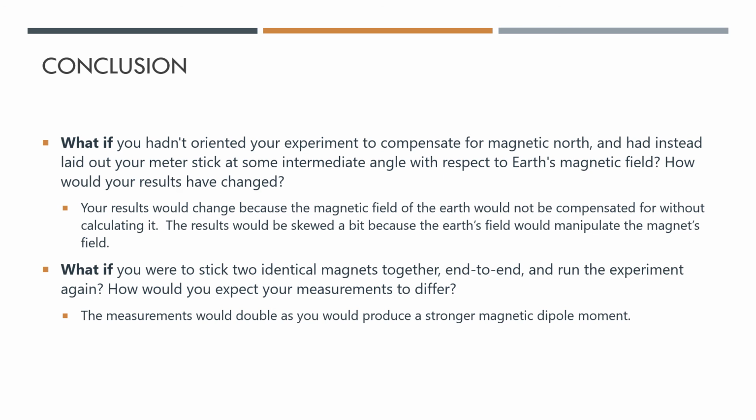The other question is, what if you were to stick two identical magnets together end to end and run the experiment again? How would you expect your measurements to differ? Basically, this would just create a stronger magnet, so the measurements would double, and it would have twice as strong a magnetic dipole moment.